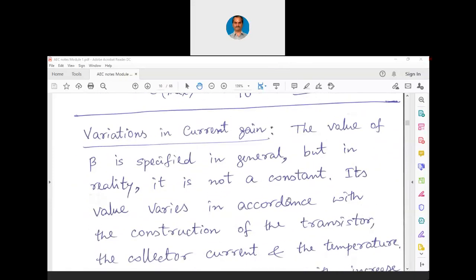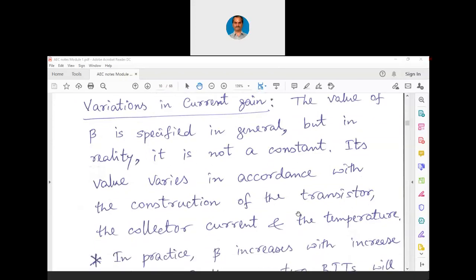That was about the data sheets. Now, there is something called variation in beta. This I had already told earlier. I am going to give a little more explanation here. The value of beta is specified in general, but in reality, it is not a constant. Its value varies in accordance with the construction of the transistor, the collector current, and the temperature.